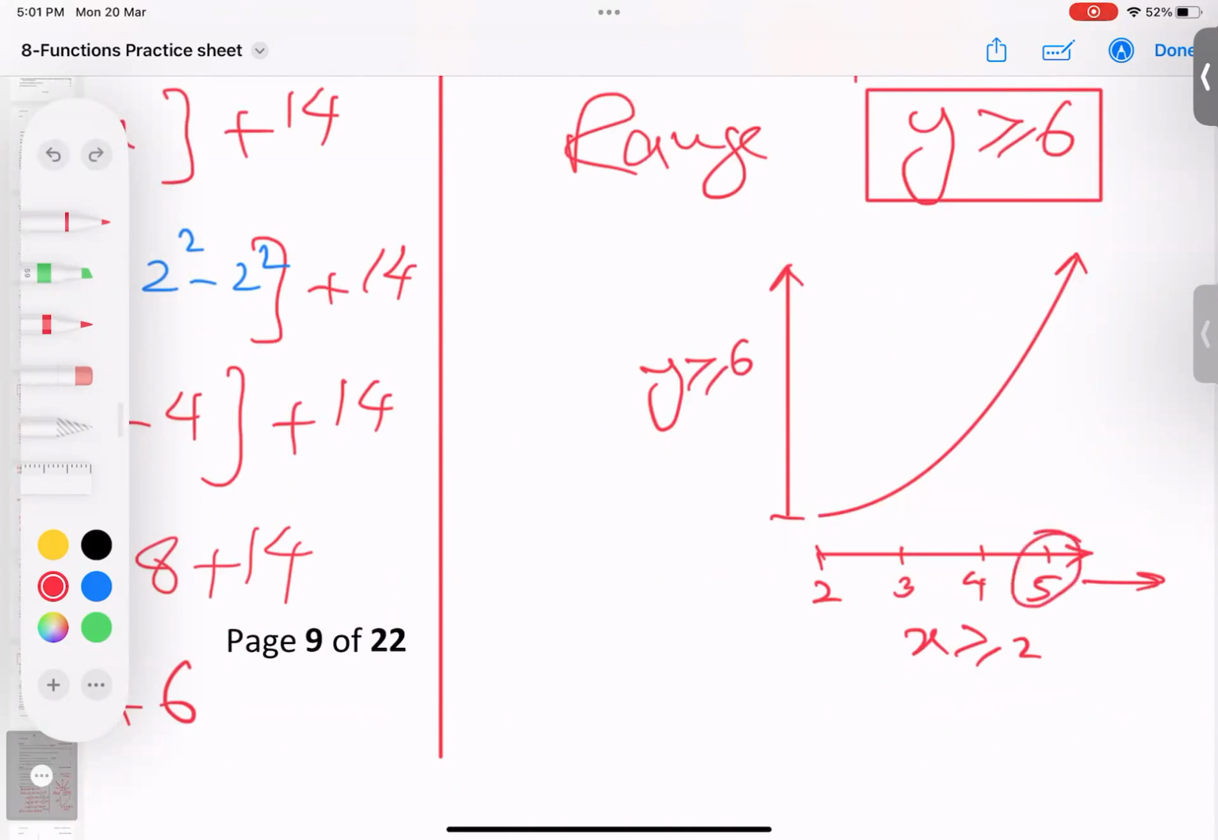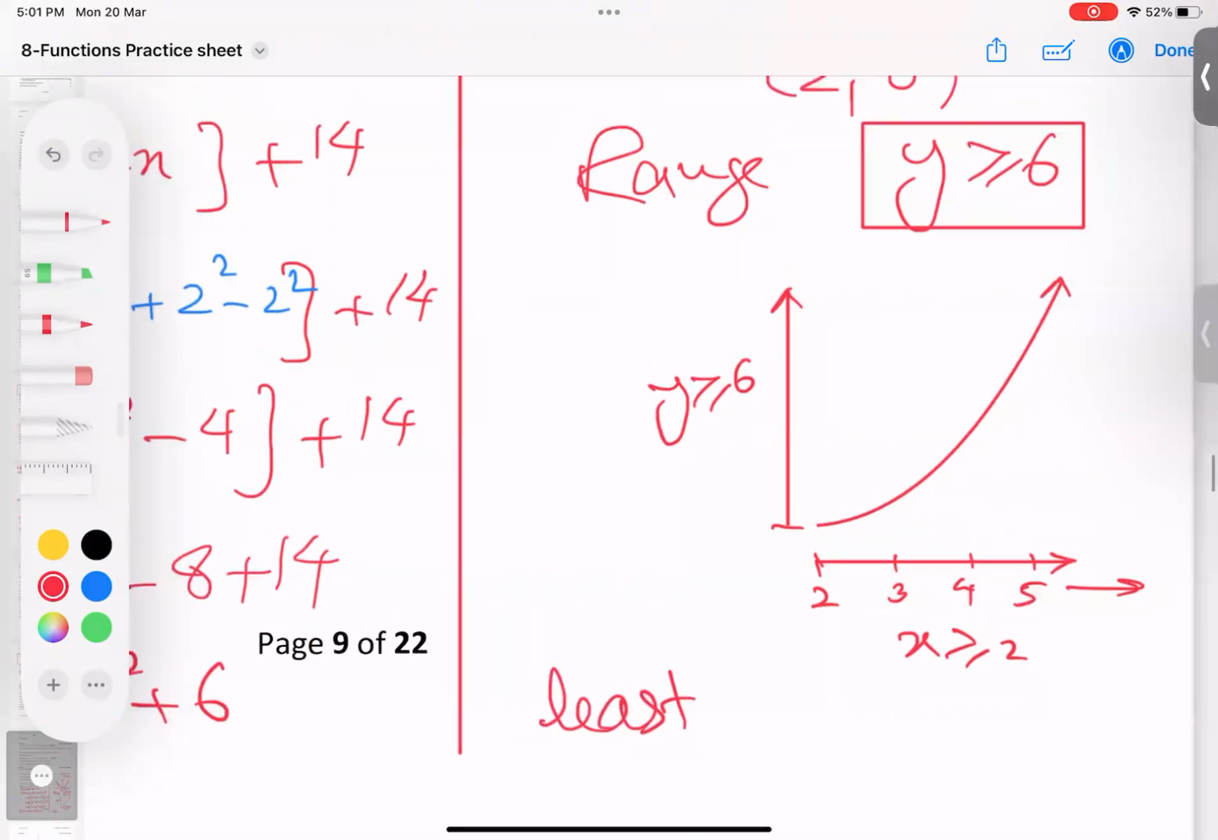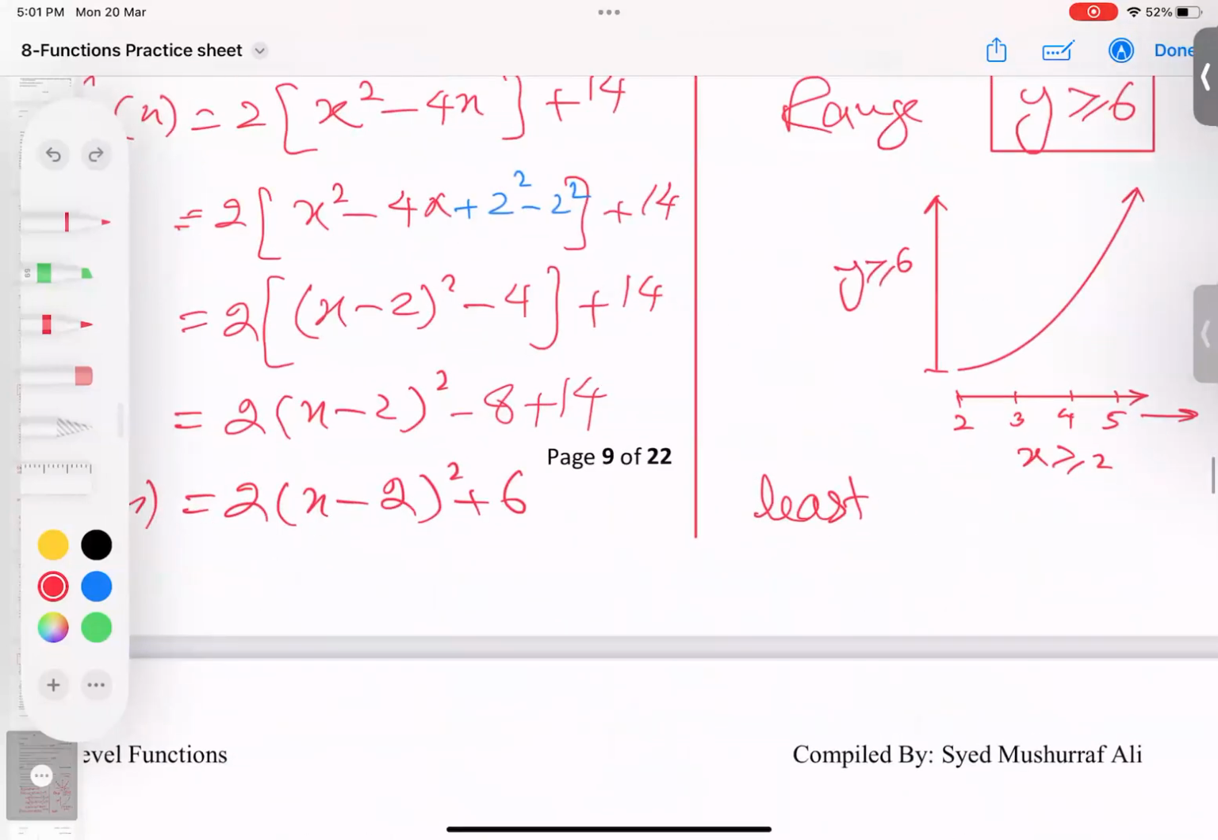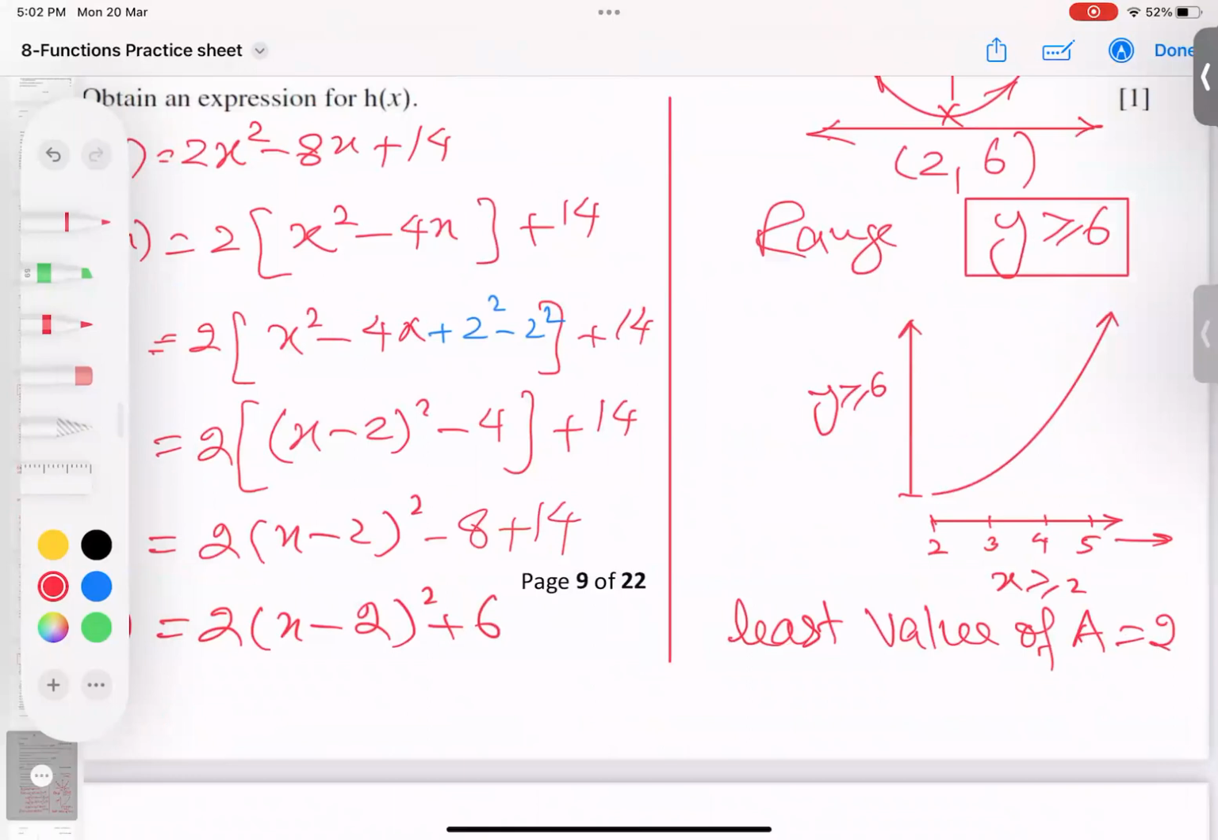So the least number is 5. No. The least number is 4. Not at all. Number 3. Not at all. 2. Yes. Why? I cannot go further back. So 2 is called the least number. So the least value of x, because he was asking us the least value of a. So the least value of a, which makes the inverse possible, is confirmed as 2.